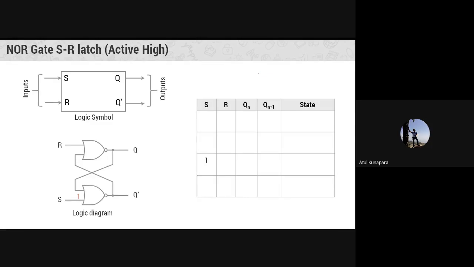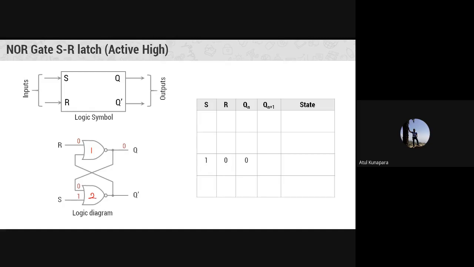Let us say we give S equal to 1, R equal to 0. So when you are giving S equal to 1 and R equal to 0, what will be your output? Let us say the present output is 0. That means your output Q is 0 right now. Before you have applied R equal to 0 and S equal to 1, let us say Q was 0. So what will happen next to this input given? That 0 Q will come at the input here for the NOR gate. Let me write down the NOR gate numbers here so it will be easy for you. Let us say I'm giving NOR gate number 1 here and NOR gate number 2 here.